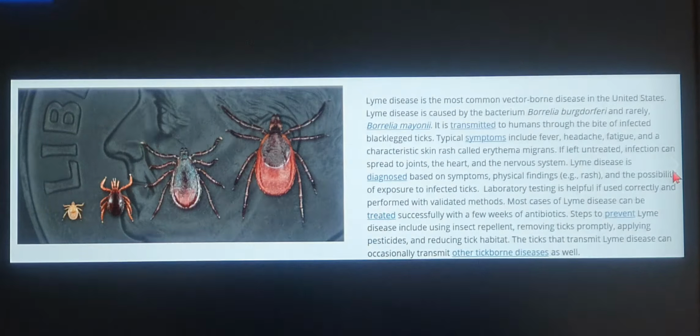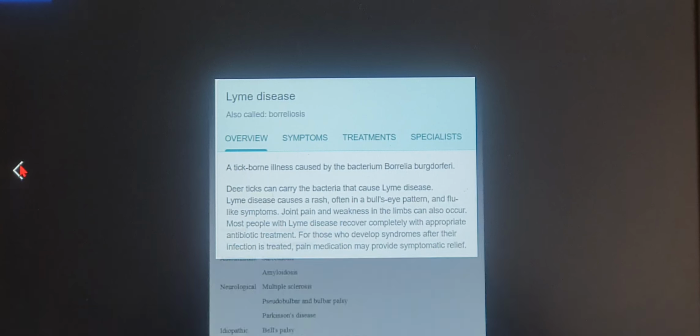Now coming back to the differential diagnosis table that I showed you some time back. So we read about Lyme disease, then sarcoidosis, then syphilis.